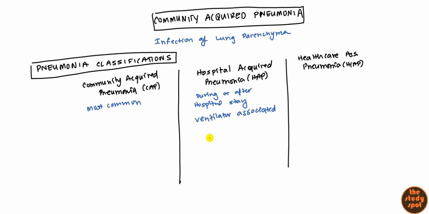And what is the importance? Well, the importance is that in hospital-acquired pneumonia, the bacteria tends to be more resistant to certain antibiotics, so they need to be treated differently.